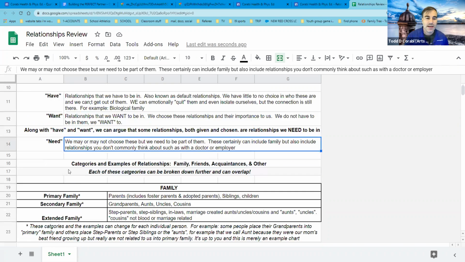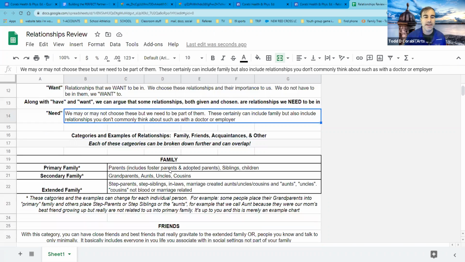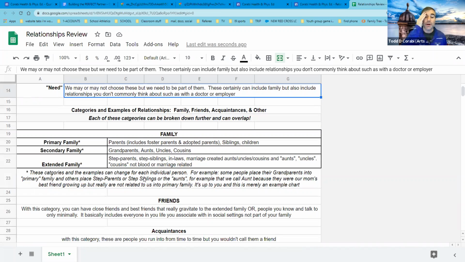And then it goes into categories. You may have learned this in 5th grade. Actually, you probably learned it in like 3rd grade. But you have your primary family, your secondary family, your extended family. And they're stars because they don't always work. So like, for example, some people will place their grandparents in the primary family, and step parents and step siblings and things can be in primary family. And then the aunts or uncles that are not really your aunts and uncles, but you call them that because they're close to you, or you've known them since you were a little kid, or they're good friends of your parents, like those kinds of things. So you can move who falls into primary family, secondary family, extended family for the most part.